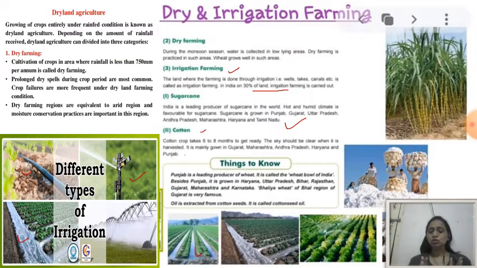Okay, so the cotton plants actually require water in a very organized manner. ऐसा नहीं है कि उसमें आप कभी भी पानी डाल दो, नो. And the oil is also extracted from the cotton seeds.